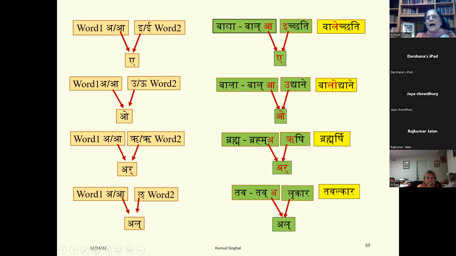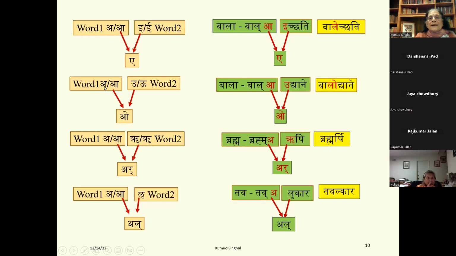For example, bālā icchati, the girl desires. So bālā ends in ā, icchati begins with i, so both are replaced by the guna of i, or e. So l and e becomes le. So bālā icchati, after guna sandhi is bāle cchati. This e is a vowel following this consonant l, and this will become le. So bālā icchati will be bāle cchati.